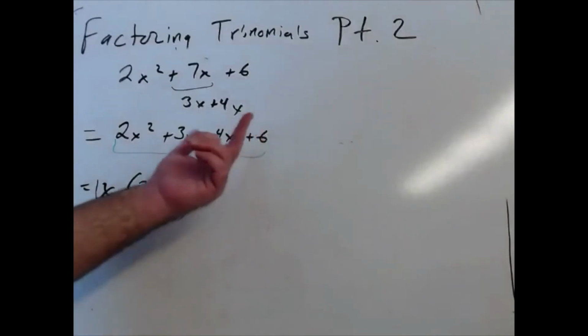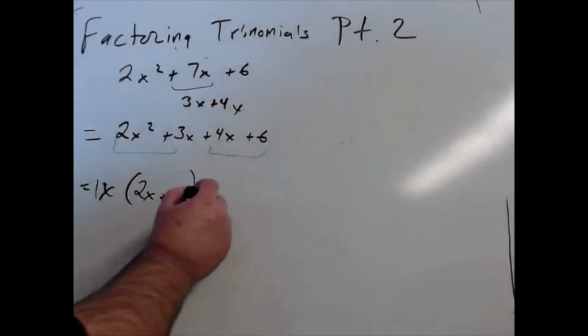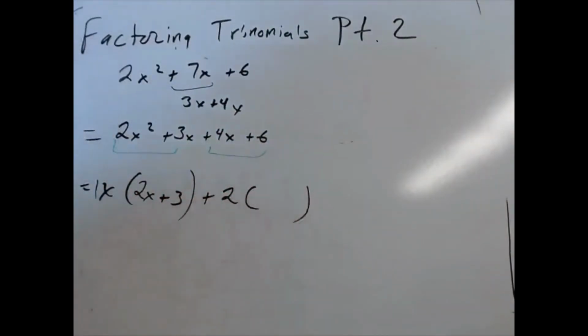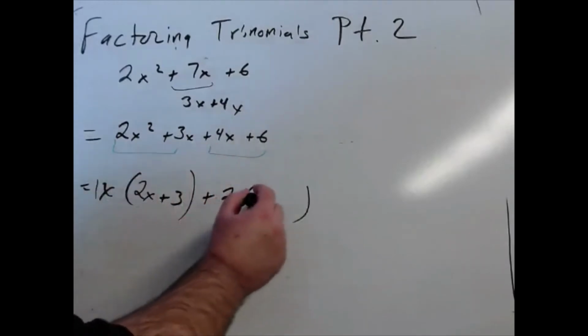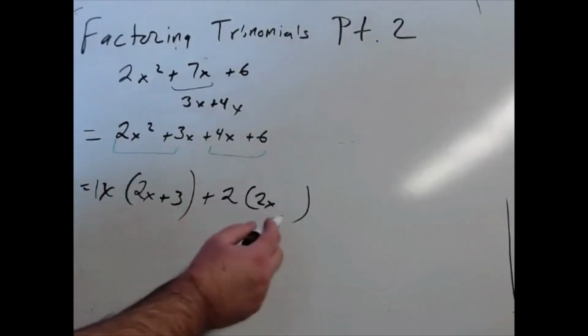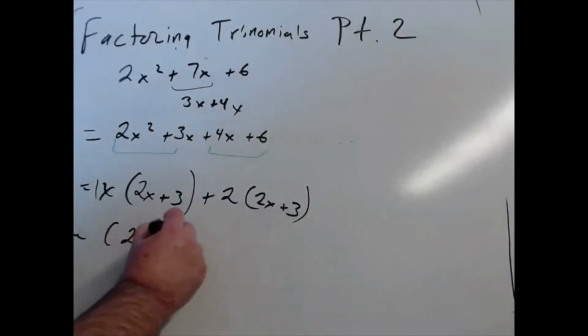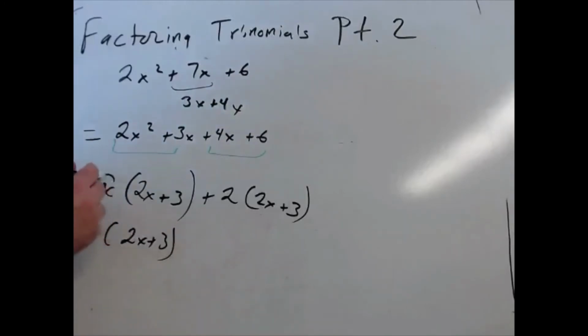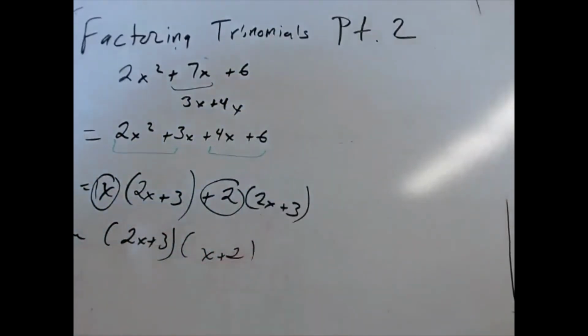The second pair of terms here, I've got 4x with 2. Might be able to see that there's a common factor of 2 in there, so plus 2. And 2 times what gives you 4x? So that would be 2x. 2 times what gives me 6? Plus 3. Again, you see common bracket of 2x plus 3, so I write that down, and my other bracket ends up being x plus 2. So as you see, not a whole lot changes. The only thing that's different is one of these brackets at the end has a number in front of the x. That's all.